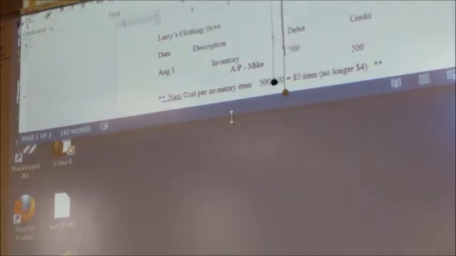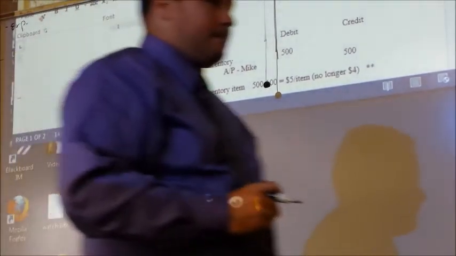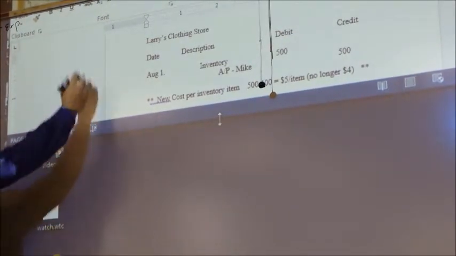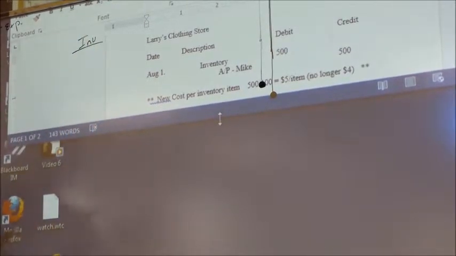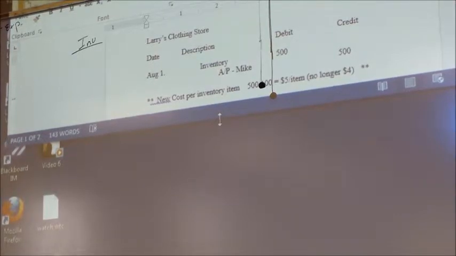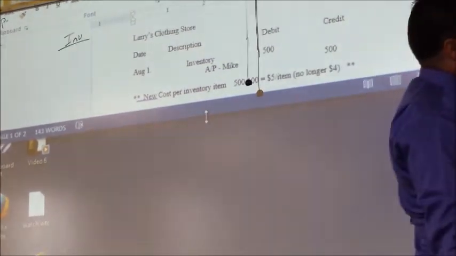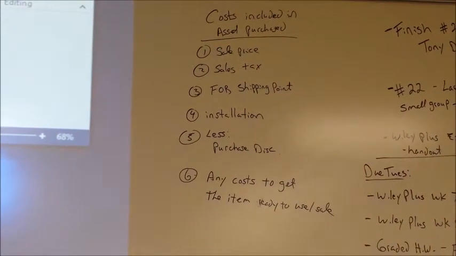All right, so with this Larry's, the first one, you'll want to break it down. I would go through it line by line again. So how I got this 500 is off to the side of my paper. I would say, okay, what am I getting? Inventory. Now, how much do I need to list that for? I'm going to list basically the first five things, not including installation. I'm going to make a little list of each of those and see if those apply.